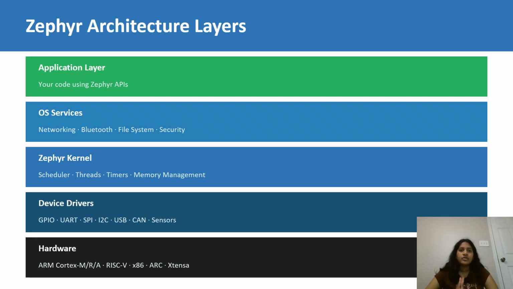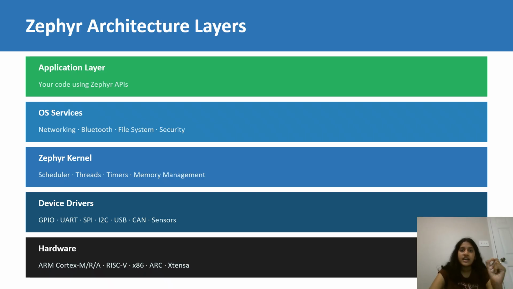Now let's look into the Zephyr architecture layers. Here is the visual of how Zephyr is structured internally. At the bottom, you have the actual hardware, ARM, RISC-V, and others. And above that, there is a device driver layer which gives every peripheral a standard API. GPIO looks the same on Nordic as it does on STM32. And above that, there is the kernel, which handles scheduling, threads, timers, and memory.